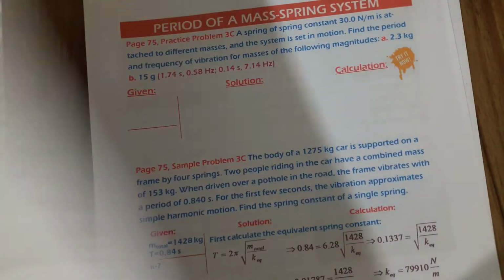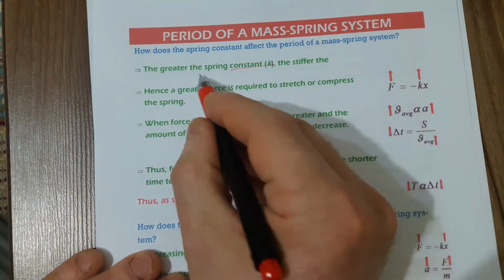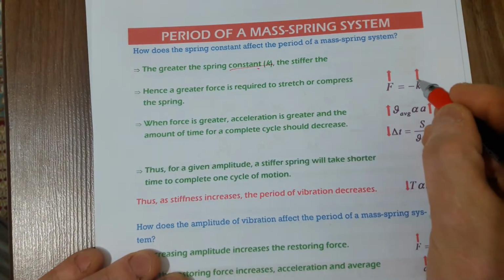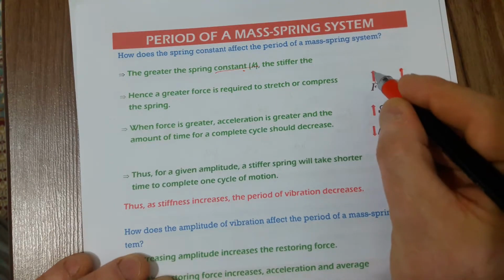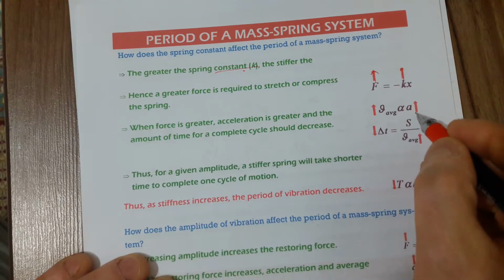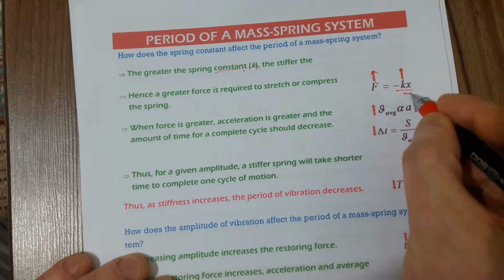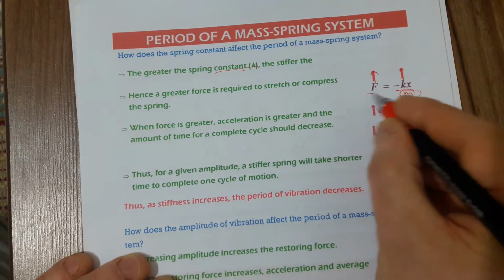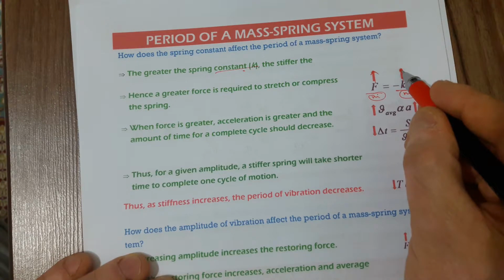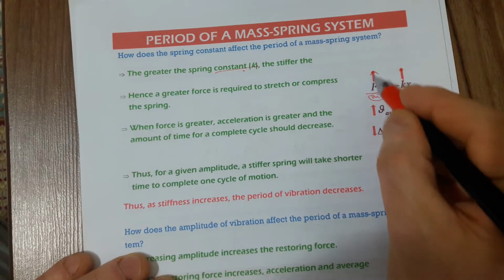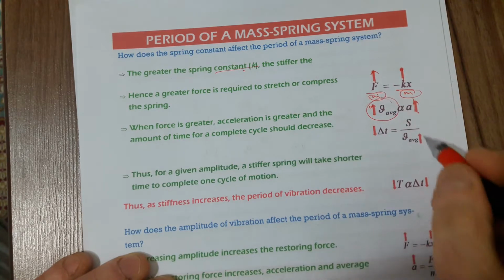But if you change the spring constant, with a greater spring constant k, because the restoring force is proportional to k, if you increase k, the restoring force increases. Acceleration is found by dividing the force by mass, but the mass is constant. We didn't change the mass. So an increasing spring constant increases the force, increasing force increases the acceleration, and increasing acceleration increases the average speed.